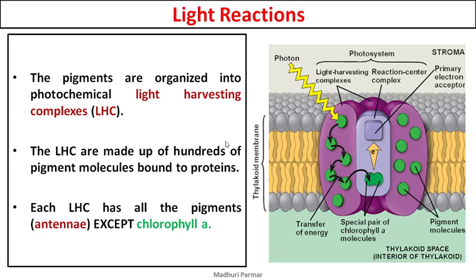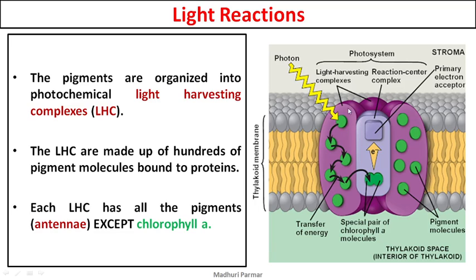Each light harvesting complex has all pigments except chlorophyll A. Remember chlorophyll A, we will call it the reaction center chlorophyll. So apart from chlorophyll A, what pigments remain? You are left with xanthophyll, carotenoids and chlorophyll B. All of these are present in the light harvesting complex.